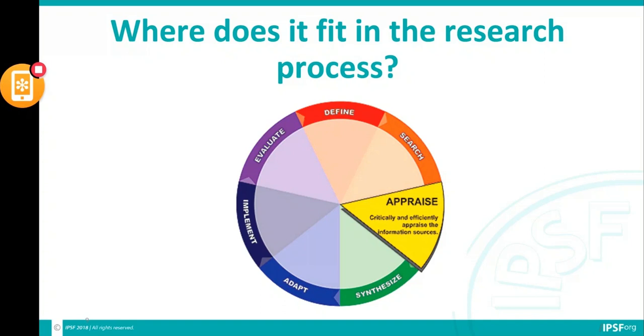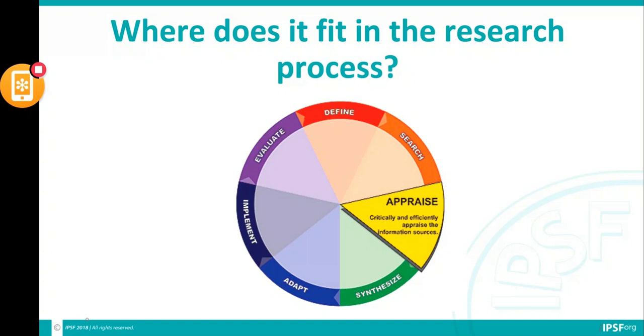And then here in this yellow wedge, we can see where our conversation comes into play, and that's the appraisal piece. After we found all these great articles, we found some great randomized controlled trials about a new drug for our disease state of interest, how do we know that those trials and those papers are going to be valid and useful for guiding our final decisions, whether it be a patient care decision or developing even a guideline?